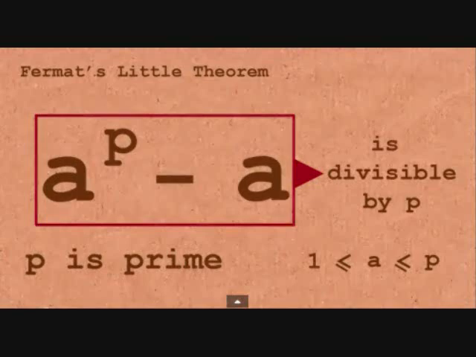Fermat's achievements in arithmetic include Fermat's little theorem, stating that if p is a prime and a is any integer not divisible by p, then a to the power of p minus 1 is congruent to 1 modulo p, that is, a to the power of p minus 1 minus 1 is divisible by p.